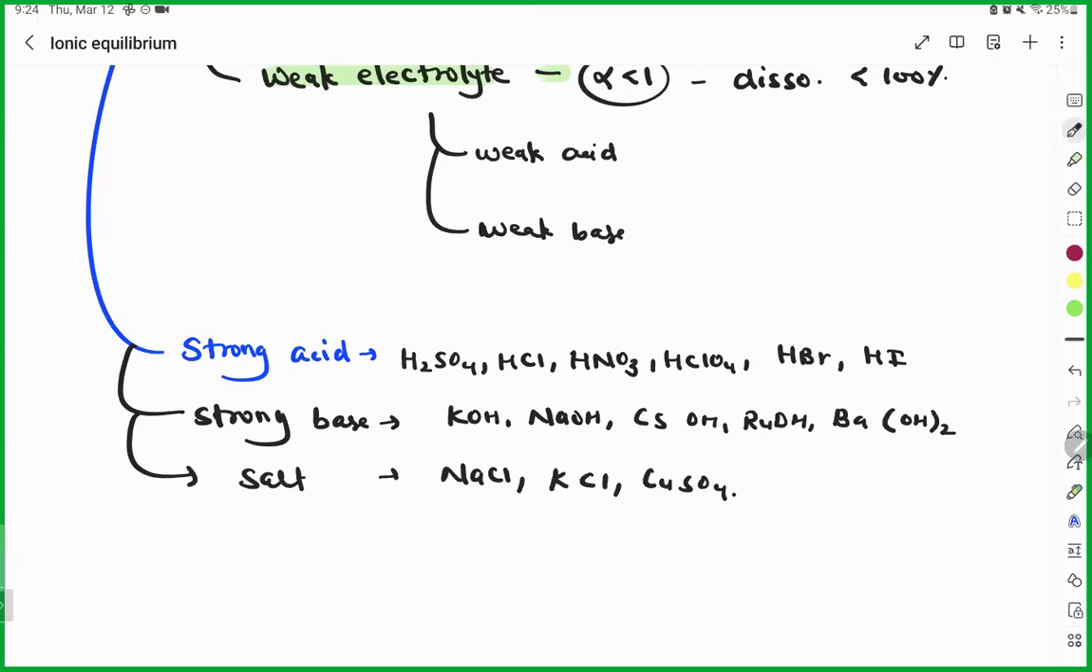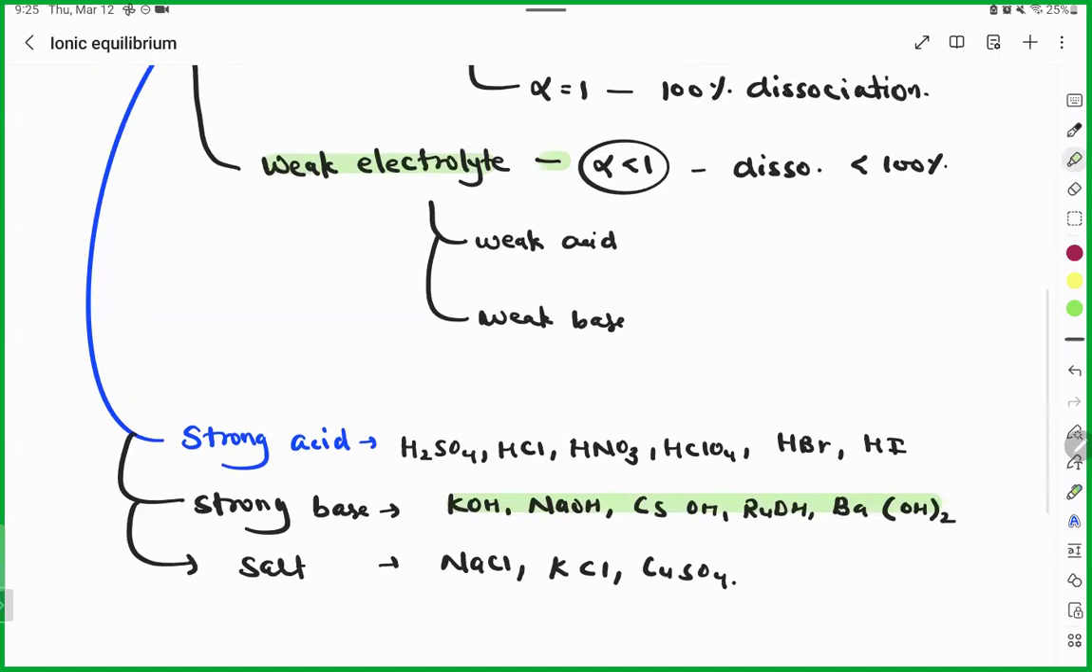Which example? When we write base in case of aldol condensation, you can write any of these bases, right? Sometimes you write KOH, sometimes you write NaOH, sometimes you write barium hydroxide. So all these are the strong bases. We need strong base. Correct.